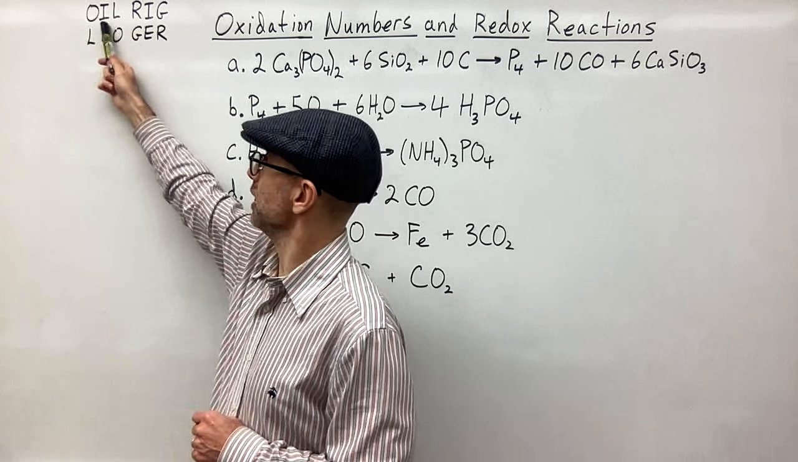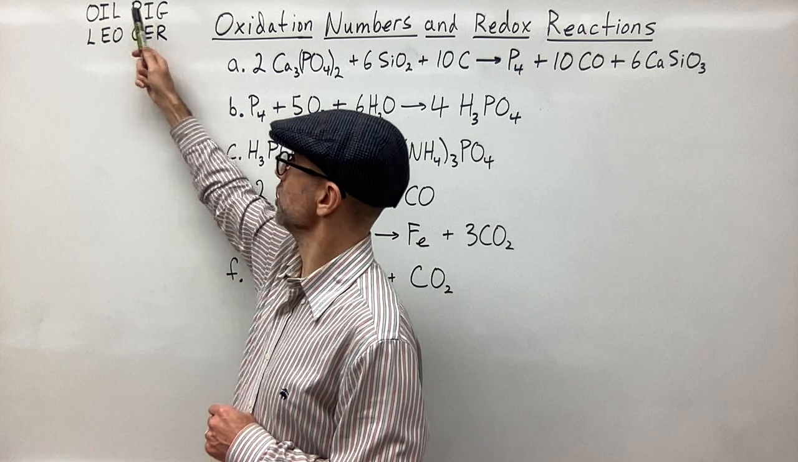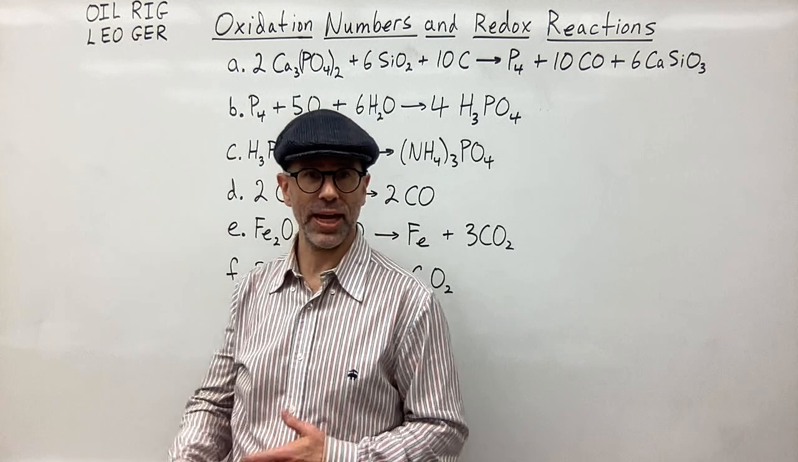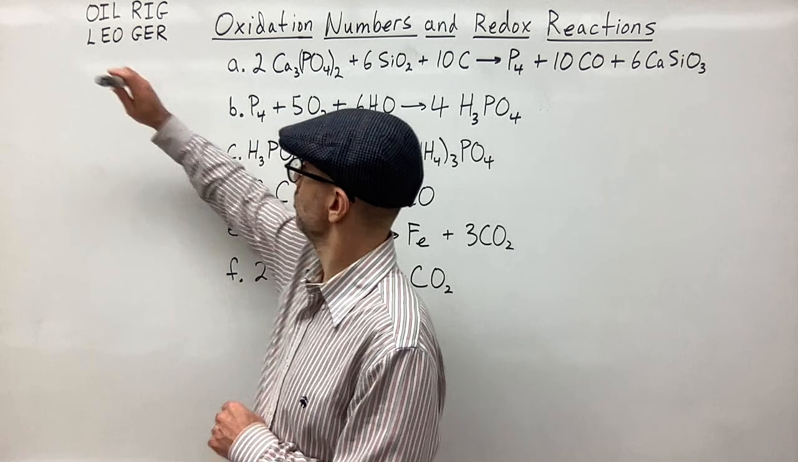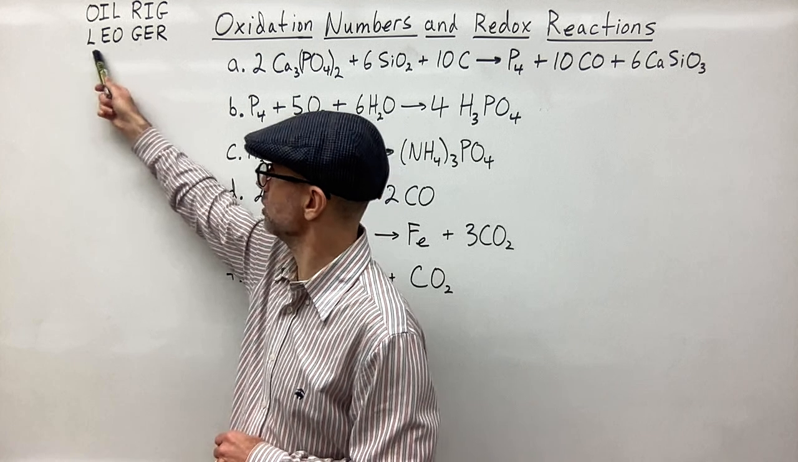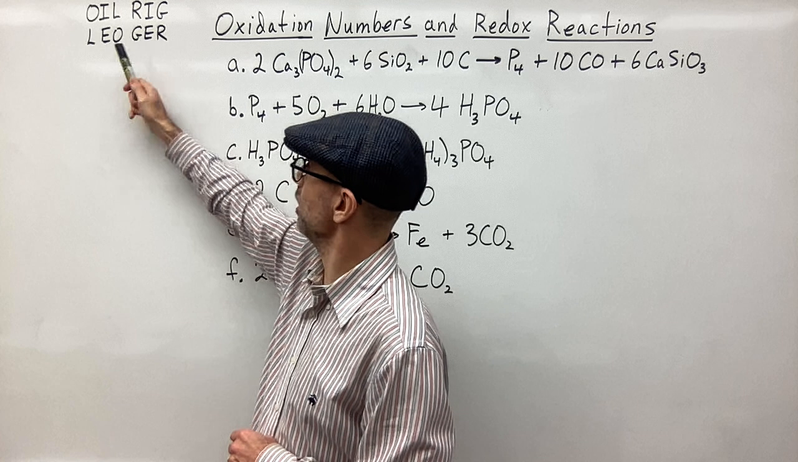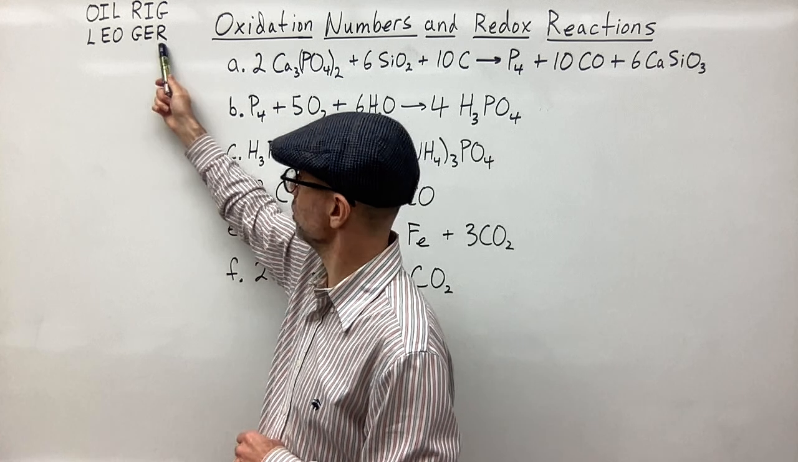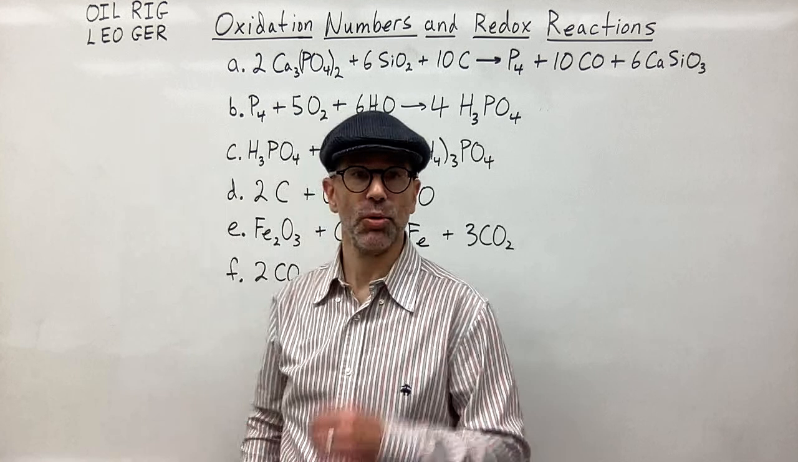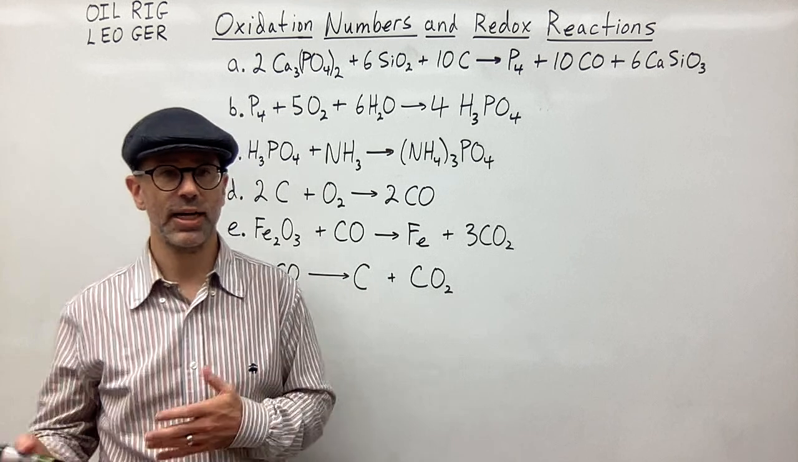So oxidation is loss, OIL. Oxidation is loss of electrons, RIG. Reduction is gain of electrons. Or if you prefer LEO GER, Leo the lion goes GER. Here it's loss of electrons is oxidation, LEO. And then GER is gain of electrons is reduction. Gain of electrons is reduction. So those are two mnemonic devices that you can use to help you remember reduction and oxidation.